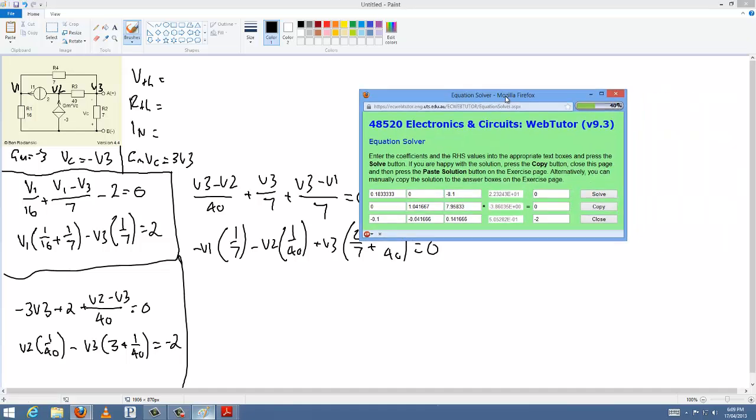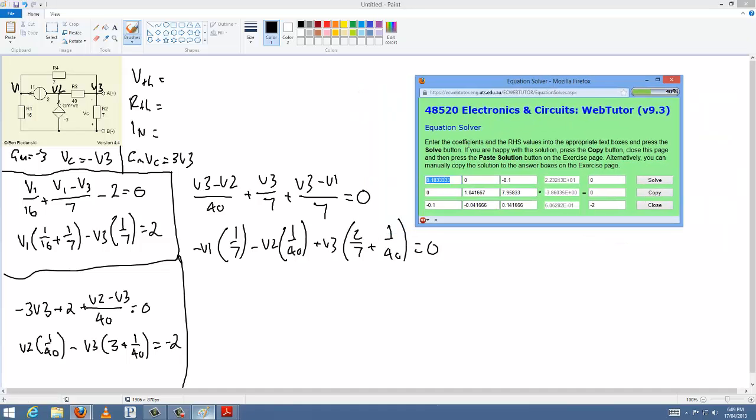Going to our equation solver. First equation, we have 16 plus 7, 0.20536. We have no, 0, 2, that'd be 2. V3 is just 7, 0.142857.